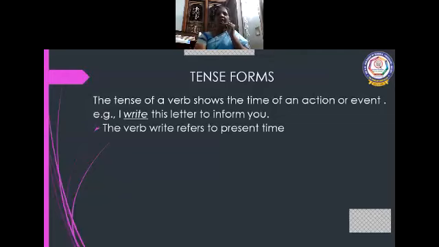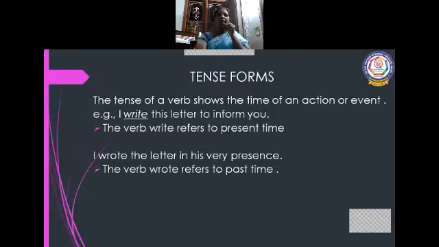The verb write refers to present time. I wrote the letter in his very presence. So write is present tense, wrote is past tense. The verb wrote refers to past time. So it is clear, children?